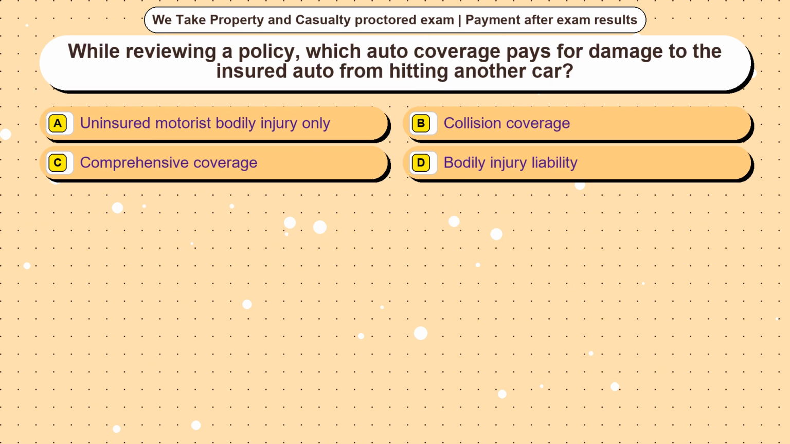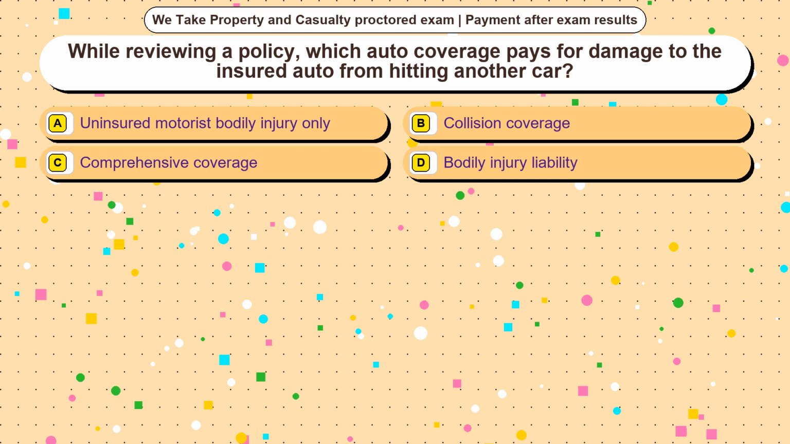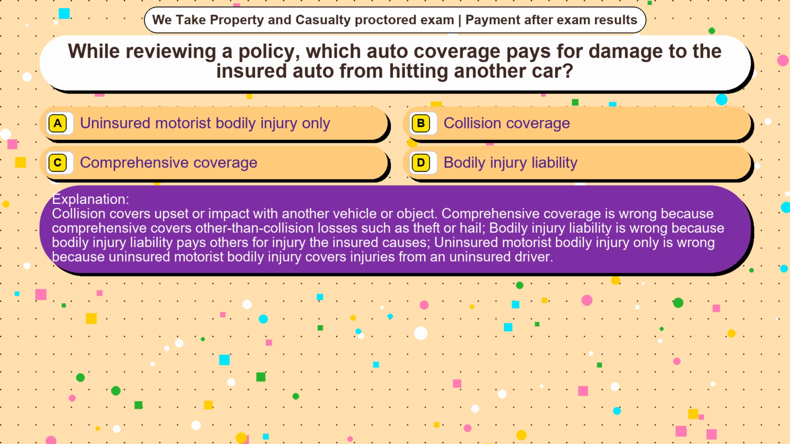Question 23. While reviewing a policy, which auto coverage pays for damage to the insured auto from hitting another car? Option A, uninsured motorist bodily injury only. Option B, collision coverage. Option C, comprehensive coverage. Option D, bodily injury liability. The correct answer is option B. Collision covers upset or impact with another vehicle or object.